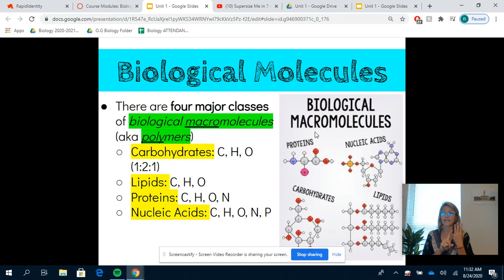proteins, and nucleic acids. The letters that you see beside each biological molecule are the different elements that make up that molecule. So carbohydrates contain carbon, hydrogen, and oxygen. This is really important in a 1:2:1 ratio. That means for every one carbon, we have two hydrogen and one oxygen.